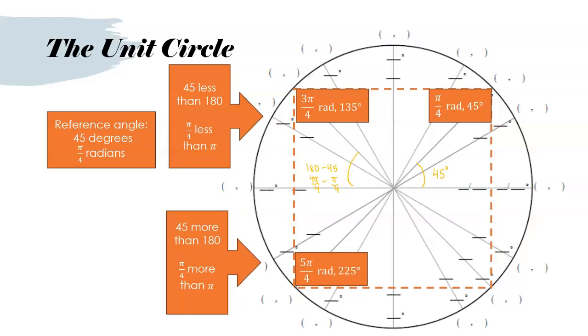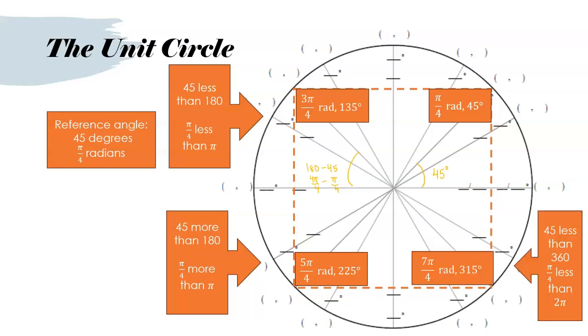And then this one is going to be 180 plus 45, or pi plus pi over 4. So that's why it's 5 pi over 4, and 225 degrees. And then the last one is going to be 45 less than 360 degrees, or pi over 4 less than 2 pi. So it's always this angle that gets formed with the x-axis that we're looking at as our reference angle. It's the angle that's formed with the x-axis. So that's why we keep using 180 degrees and 360 degrees.